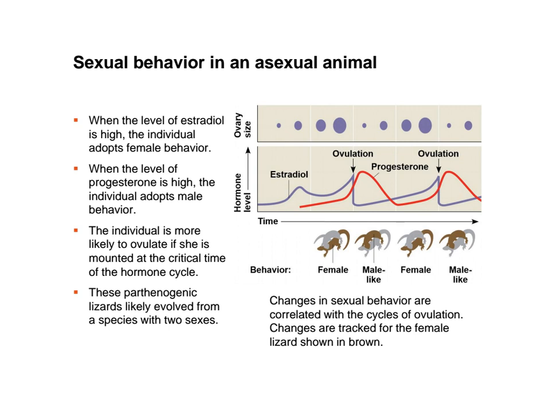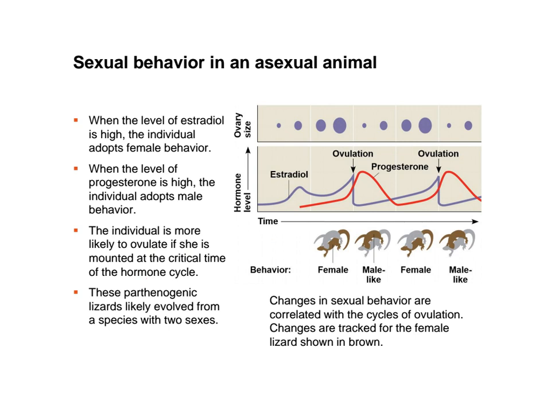There's no transfer of anything. But the thing is, the female is acting like a male, and so she's stimulating the other female in ways that would make the female that's acting like a female more likely to ovulate. So this courtship behavior serves as a trigger for the ovulation. The individual is more likely to ovulate if she's mounted at the critical time of the hormone cycle.